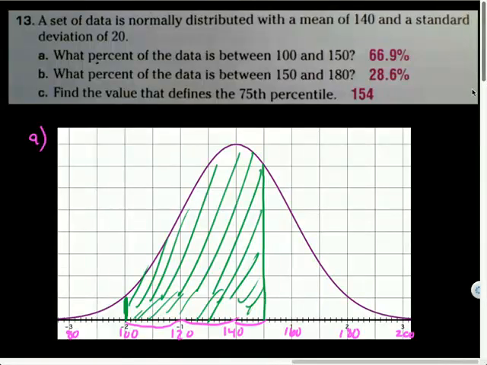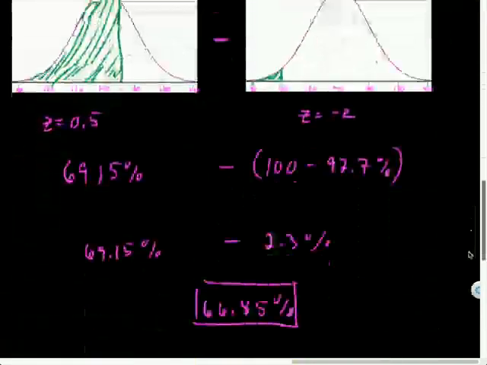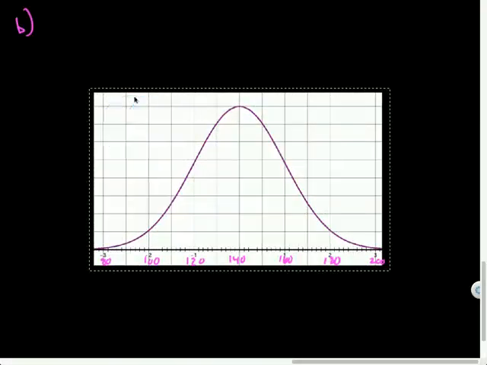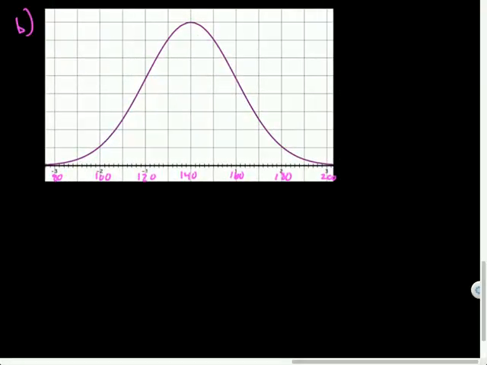Let's see. Between 150 and 180. Let's see if I can do this one quickly. I'm going to shrink this down just a little bit because I might run out of room. So 150 is my, I already know where that is, and 180. So this is what I'm looking for. And what are your guys' thoughts as far as setting this up? Because this is 0.5 standard deviations, and this is 2 standard deviations.